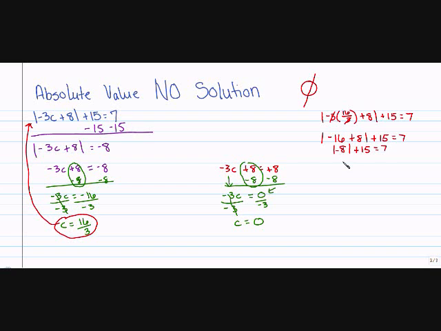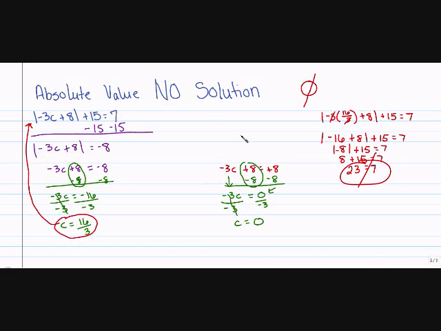The absolute value of negative 8 is 8. Plus 15 equals 7, and 15 plus 8 is 23, and as you can see, 23 does not equal 7, so 16 thirds is not in my solution set.